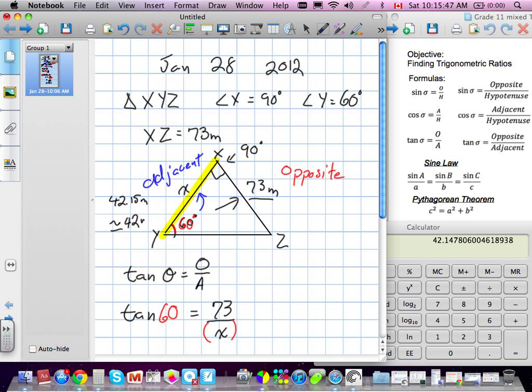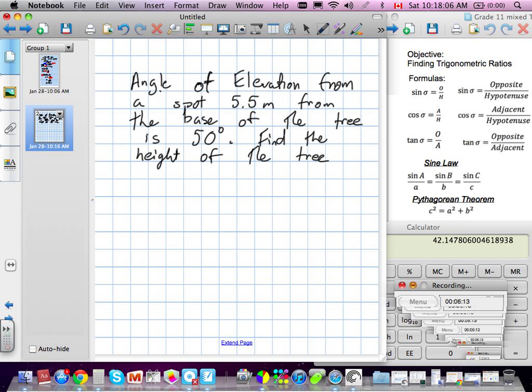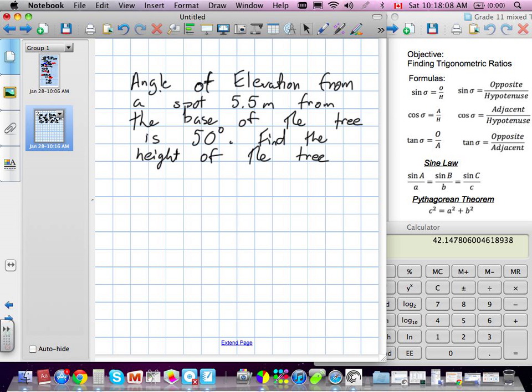All right, next question, 127, asks us: the angle of elevation from a spot 5.5 meters from the base of a tree is 50 degrees. Find the height of the tree. Okay, so let's draw a diagram of what they're talking about here. We got some tree, and here's our person. He is 5.5 meters away from the tree.